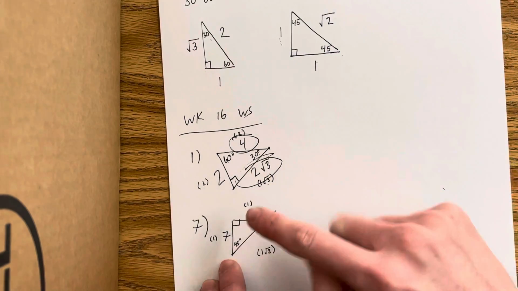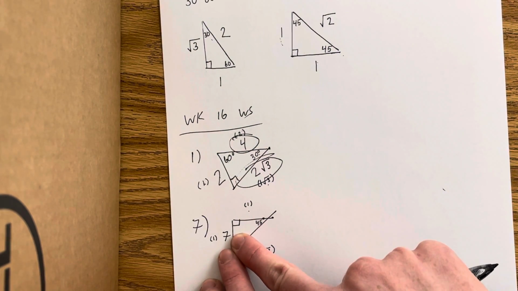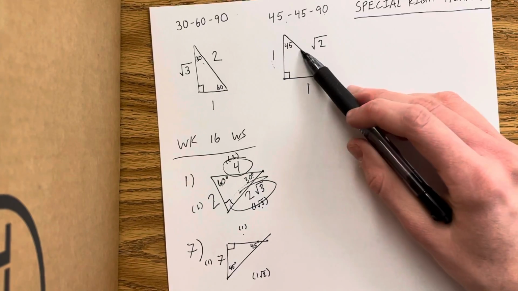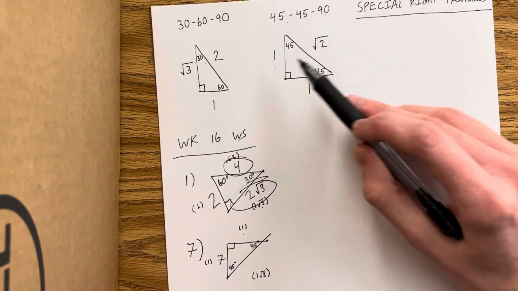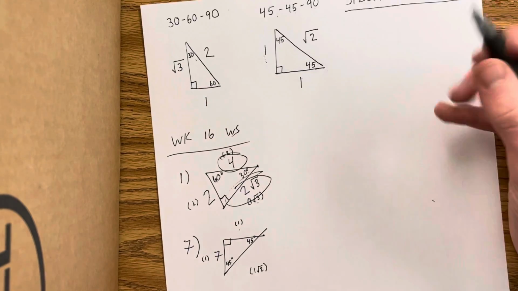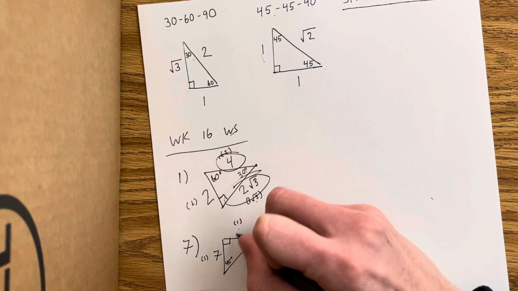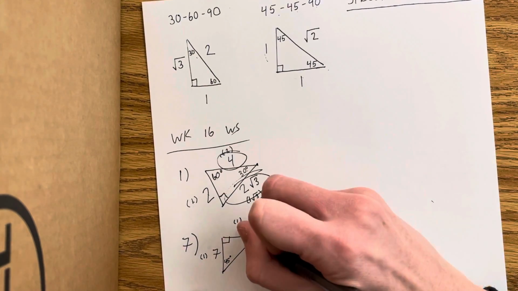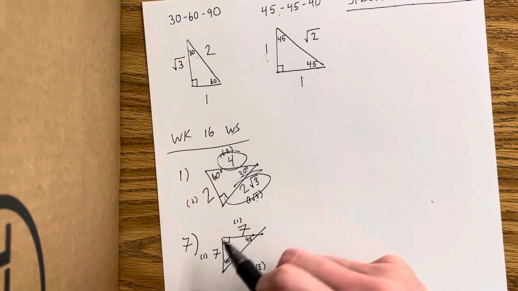So the legs of a 45, 45, 90 are always the exact same. That makes sense because it's an isosceles triangle. The angles are the same and the legs are the same. So this side over here will be exactly the same as the leg over here, which is 7. Those should be exactly the same.